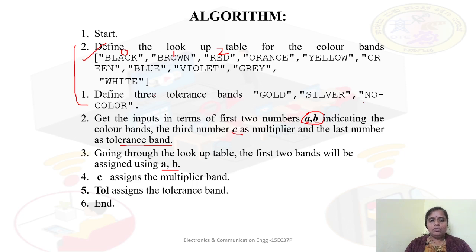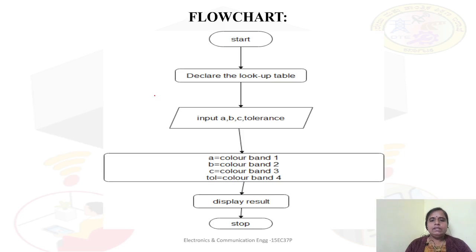So this is a simple algorithm which we are going to write. The same thing I have here represented using a flowchart. First we declare the lookup table. Then I take the three inputs from the user. Once I take the inputs, it goes to the lookup table.